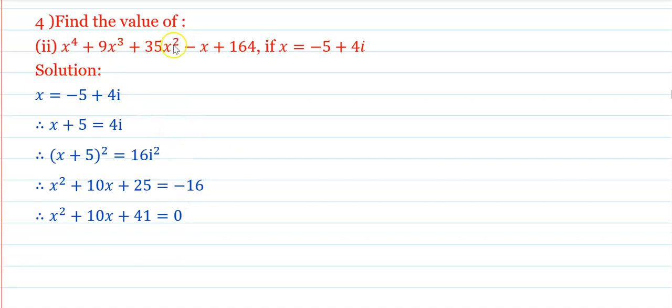Again, find the value of x raised to 4 plus 9x cube plus 35x square minus x plus 164 if x is equals to minus 5 plus 4i. Again, x is equals to minus 5 plus 4i. Now minus 5 clear, x plus 5 is equals to 4i, squaring on both sides. Then you will get x square plus 10x plus 25 equals 16i square. i square is a minus 1. That is a minus 16. A minus 16 point that will become plus. Therefore, you will get x square plus 10x plus 41 that's equals to 0.